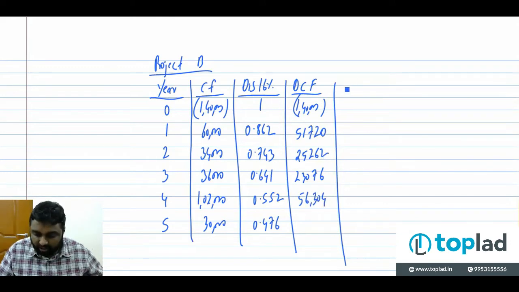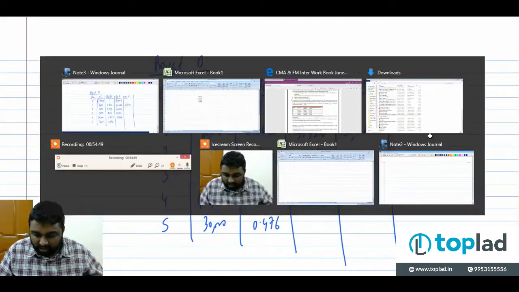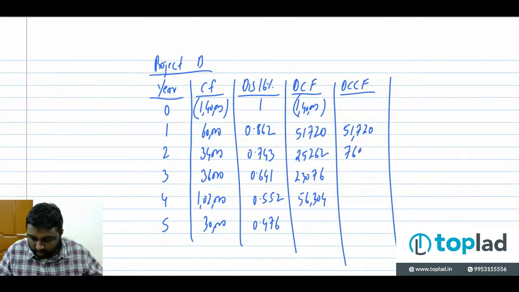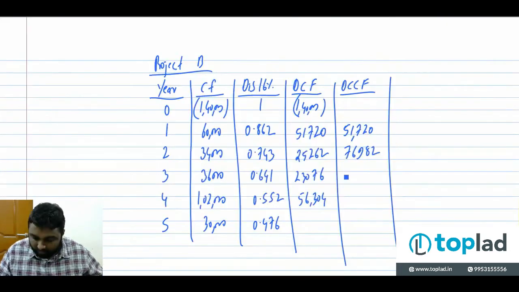See, if it is completed, even before going to the last year, you can find out the cumulative. Cumulative will be what? 51,720 plus 25,262 is 76,982, plus 23,076 is 1,00,058.